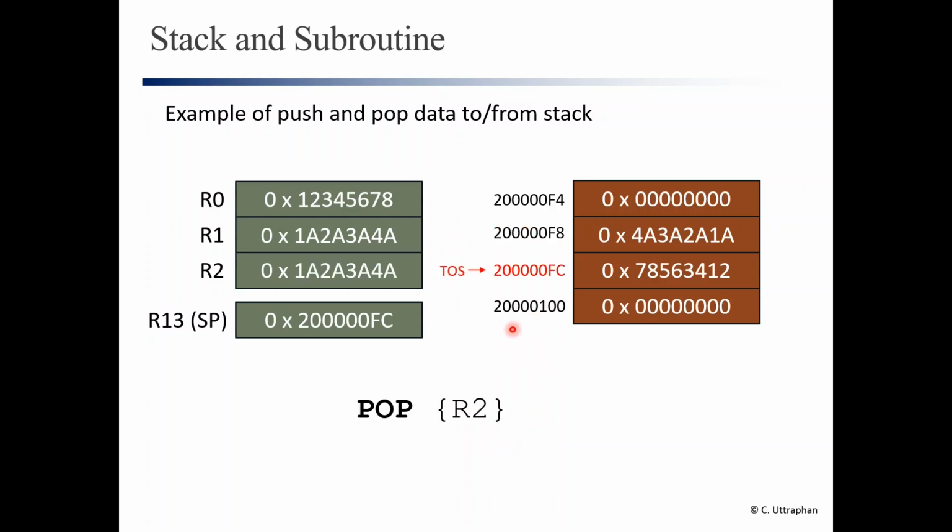Now, when we pop the content of stack to R2, the content at the top of stack, in our case, the content of memory addresses hex 200FFFF8 to 200FFFFB, is now moved to R2 like this. The TOS, or the content of SP register, is now updated to hex 200FFFFC. Then, when we pop to R3 again, we will have this value in R3, and the TOS is updated to hex 20,100,000.